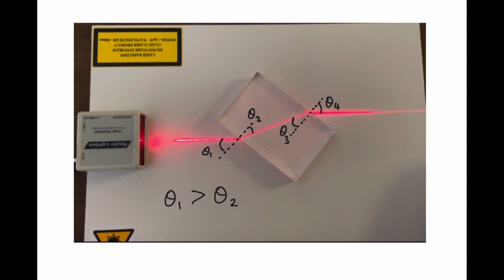So here theta 1 is bigger than theta 2, and this tells us that the refractive index of the perspex is bigger than the refractive index of the air because the laser light has bent towards the normal.